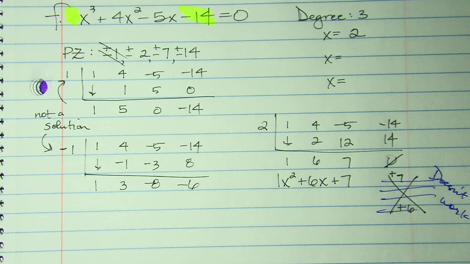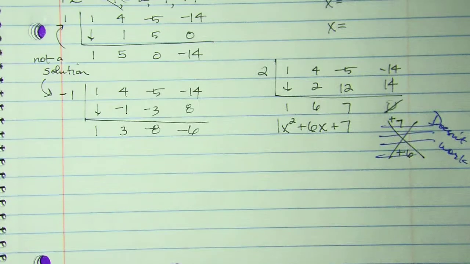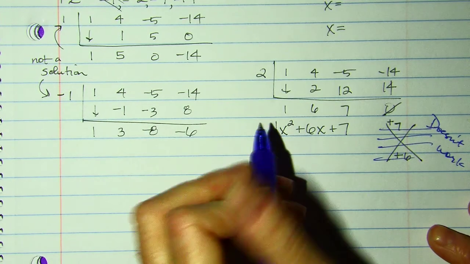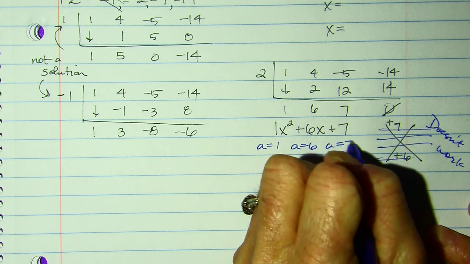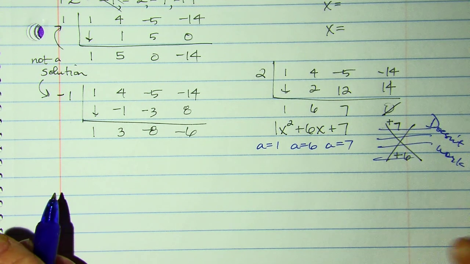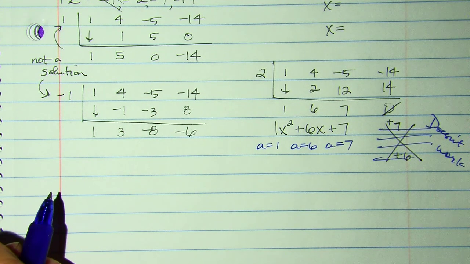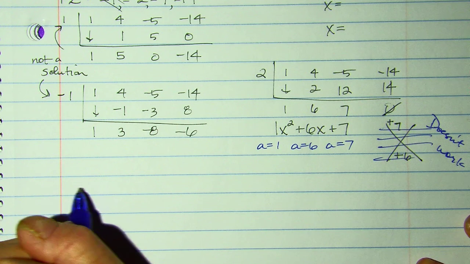Maybe you have Desmos, maybe you don't. If you were taking this class in person, we don't use Desmos on the test. So I did teach you a method recently that I can use that does work, and that's the quadratic formula. So a equals 1, b equals 6, and c equals 7. Now in your Desmos, it'll give you the decimal form. I'm going to go ahead and do the radical form.